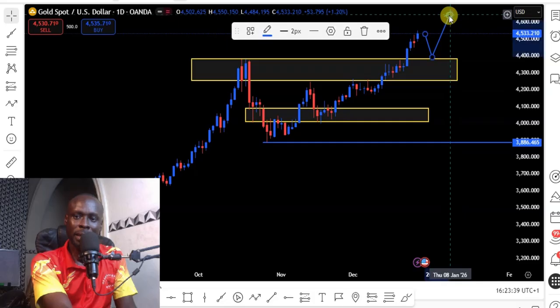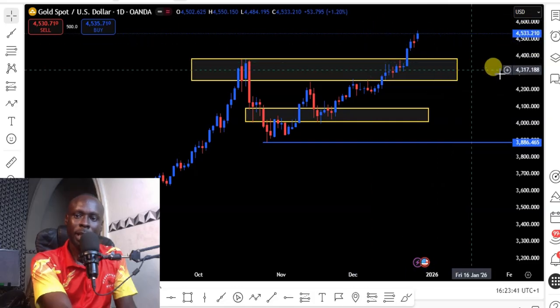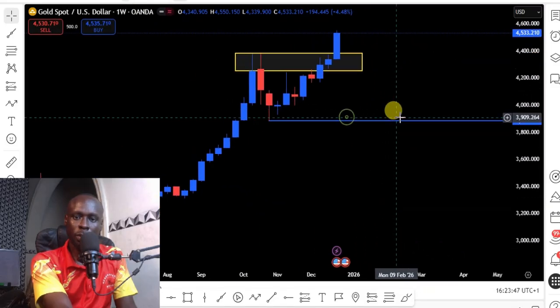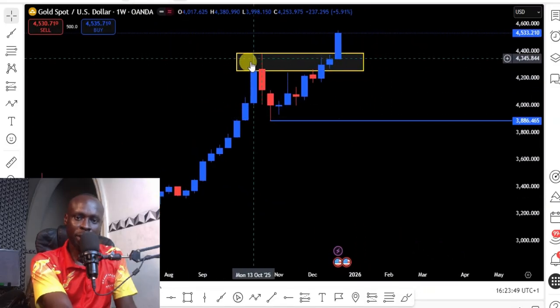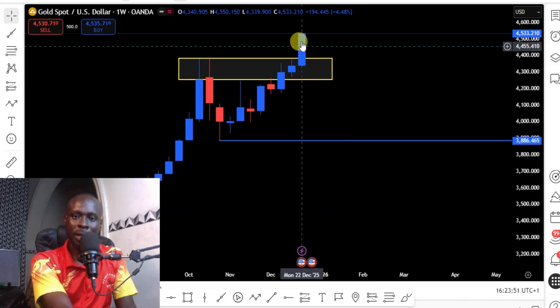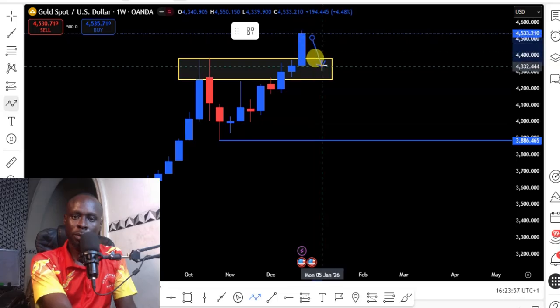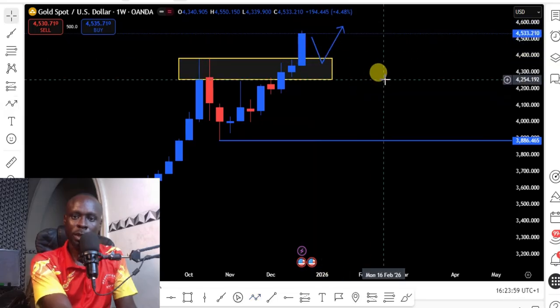So let's look at the weekly chart to confirm if there's any possibility for gold to continue to buy. You can see from the weekly chart also that this level was previously a resistance level. Then price converted this resistance to a support level. So what we expect, we need price to retest this weekly support level. Then we'll look at a possible buying opportunity for gold to the top.